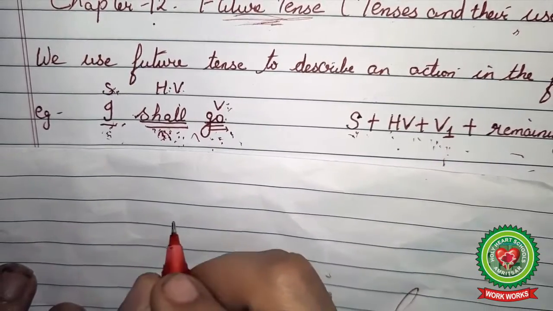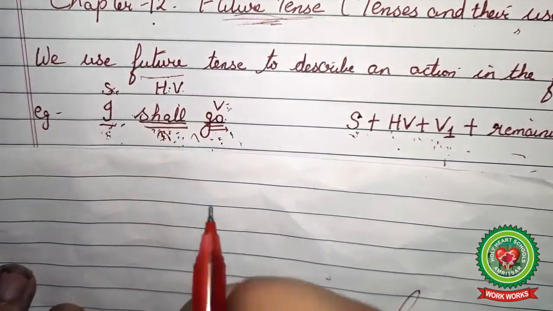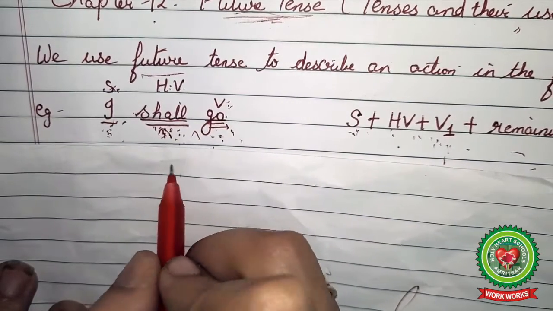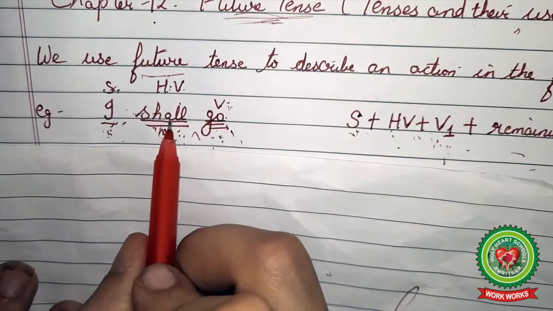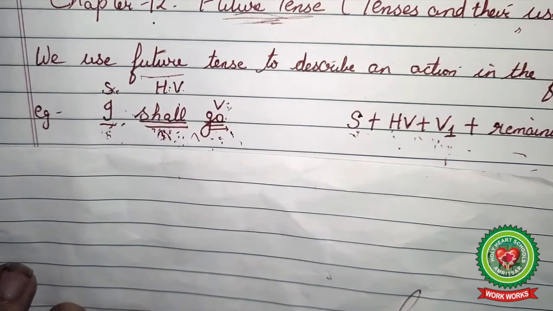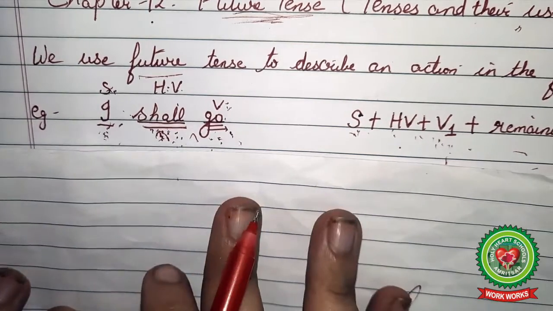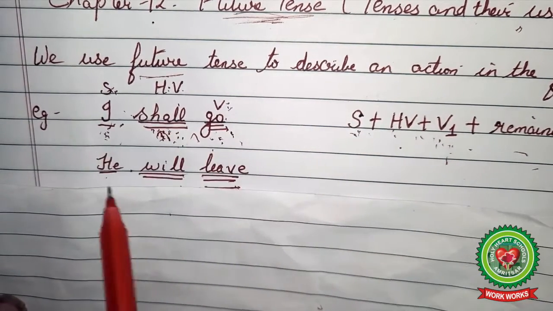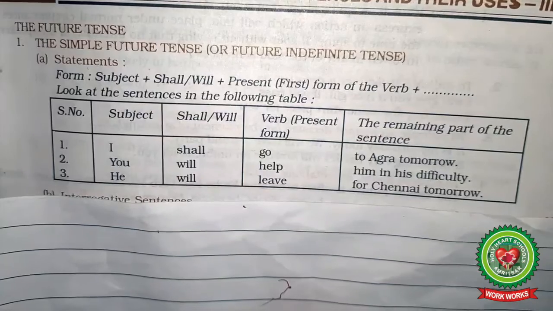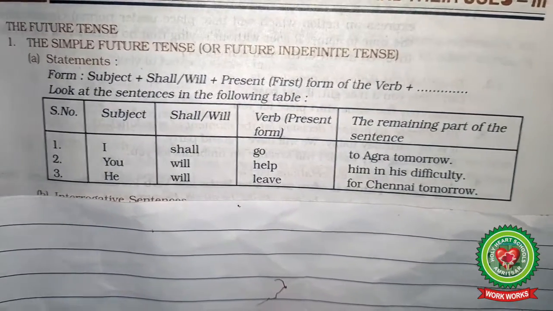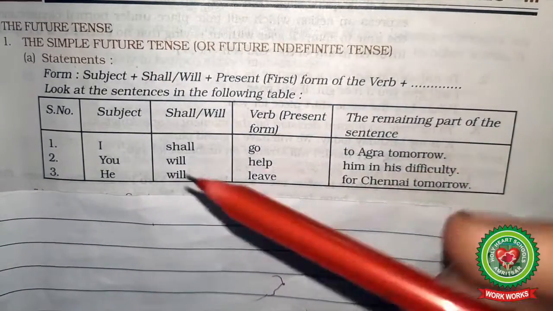Students, do keep in mind whenever I am talking about future tense, the helping verb used will be shall or will. In case of I and we we always use shall, and in case of anything else, whatever the subject is, we will be using will. See this example for more clarification. He will leave. Come on your page number 79. As I've just discussed with you, this is the affirmative form of simple future tense.